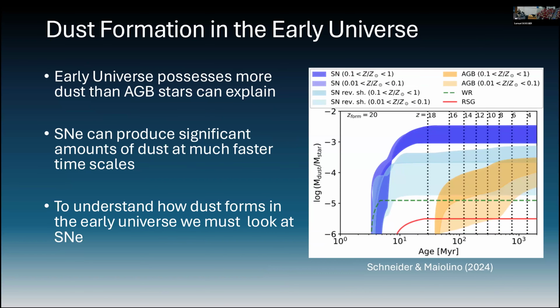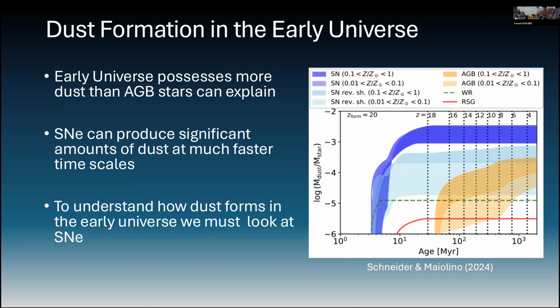So we observe throughout the universe that there are significant amounts of dust within galaxies. While the dust in local universe galaxies can easily be explained by AGB stars, which undergo significant amounts of dust formation throughout their life, the early universe galaxies are far too young for AGB stars to be the dominant dust formation. And so people invoke supernovae as the main source of this early universe dust.